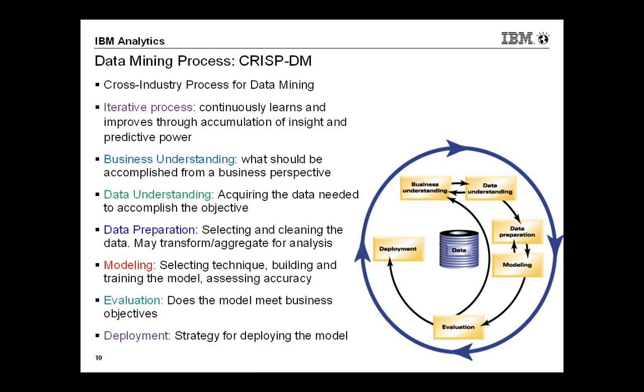The next one is the modeling stage, where we select the technique, build and train the model, and assess its accuracy. Then the evaluation stage, where we see whether the model we've built meets our business objectives. And then finally, the deployment stage is the strategy around actually deploying the model into business. And the tool that we'll be using throughout the course is IBM SPSS Modeler.